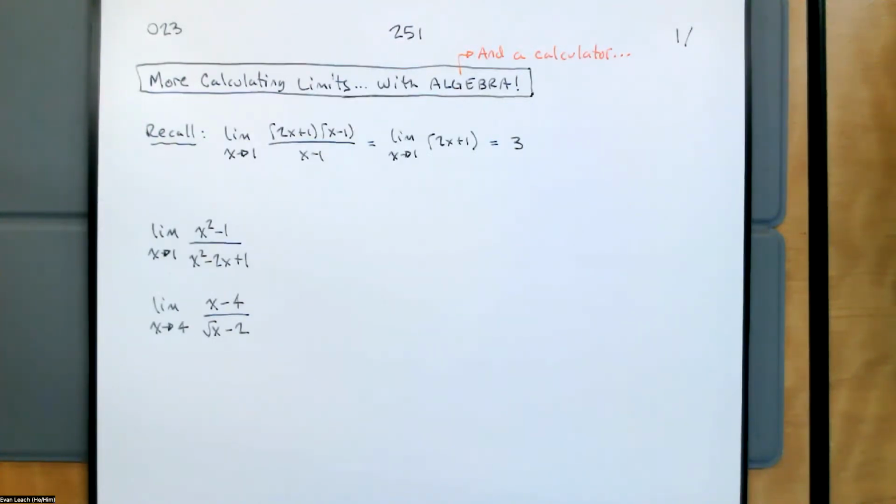The only time the rational function is not equal to the polynomial is when x is equal to 1. But when we're calculating limits, we don't care what's going on when x equals 1. We care what's going on when x is near 1. So these two functions are not equal when x equals 1.